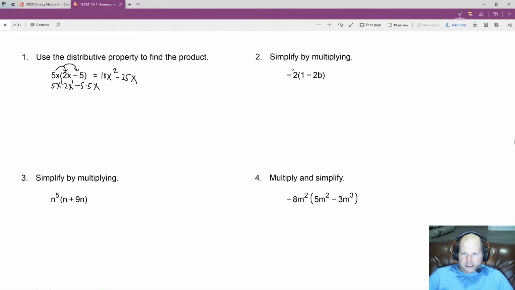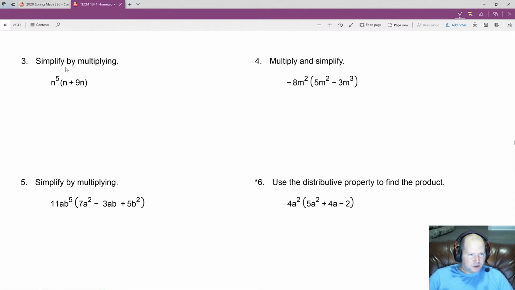The next problem is negative 2 multiplied by parenthesis 1 minus 2b. So you distribute the negative 2 to both the 1 and the negative 2b. So in this case, I'll not write out the intermediary step. I'll say negative 2 times 1 is negative 2, and negative 2 times negative 2b is positive 4b.